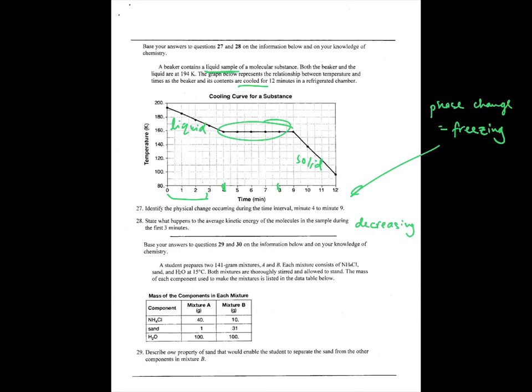Number 29, describe one property of sand that would enable the student to separate the sand from the other components in mixture B. So what method are we using, first of all? Okay, we got a salt here. We got sand and we got water. So sand can be separated through filtration like what we did in the lab. You separated sand from the salt and the water together, and we use filtration. So filtration definitely takes advantage of different particle size. Sand is bigger in size. So size is definitely a physical property that filtration takes advantage of. You could even talk about solubility and stuff. So solubility and particle size are all acceptable answers for this question.